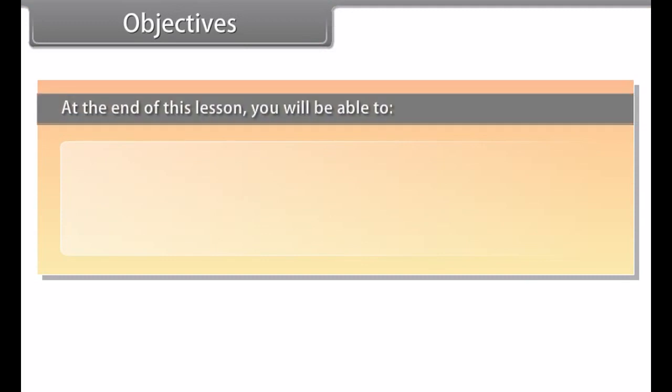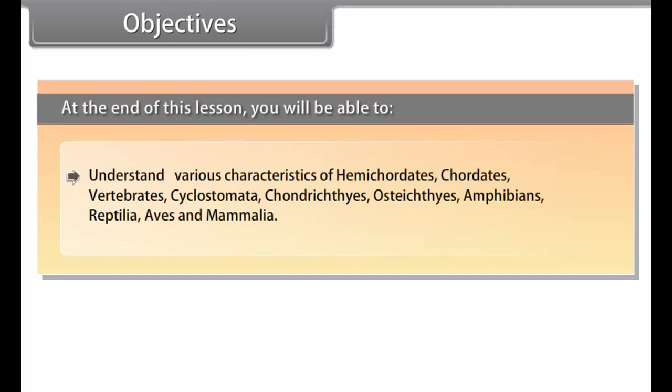At the end of this lesson, you will be able to understand various characteristics of Hemichordates, Chordates, Vertebrates, Cyclostomata, Chondrichthyes, Osteichthyes, Amphibians, Reptilia, Aves and Mammalia.